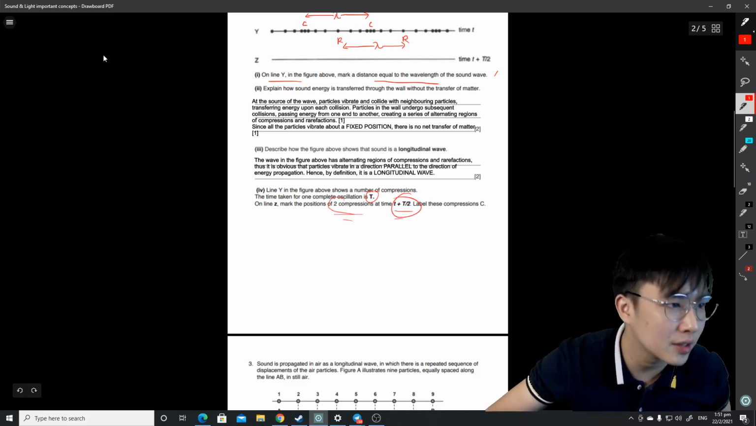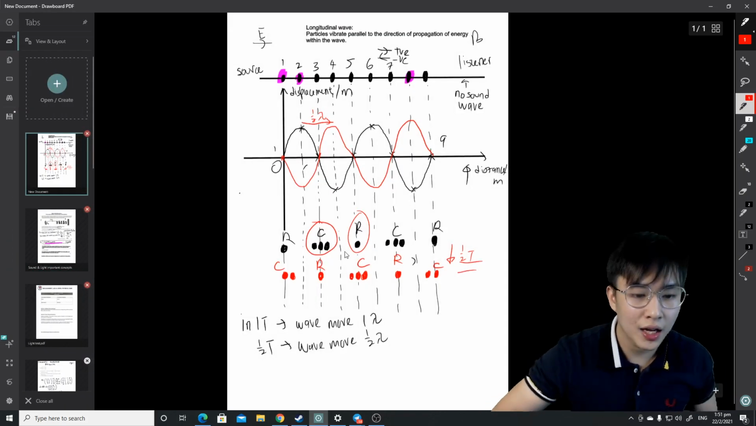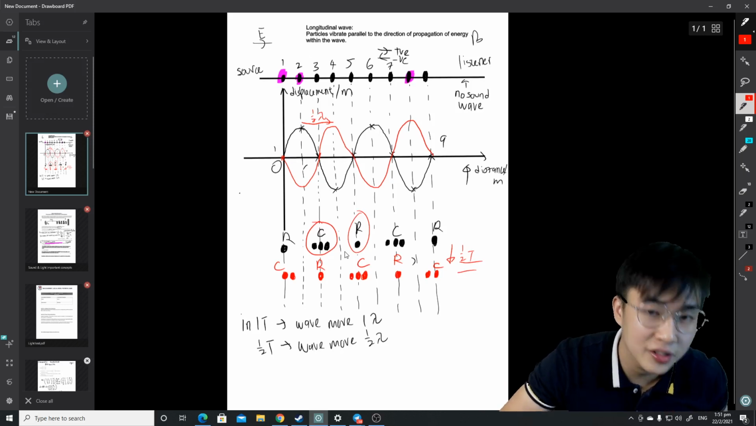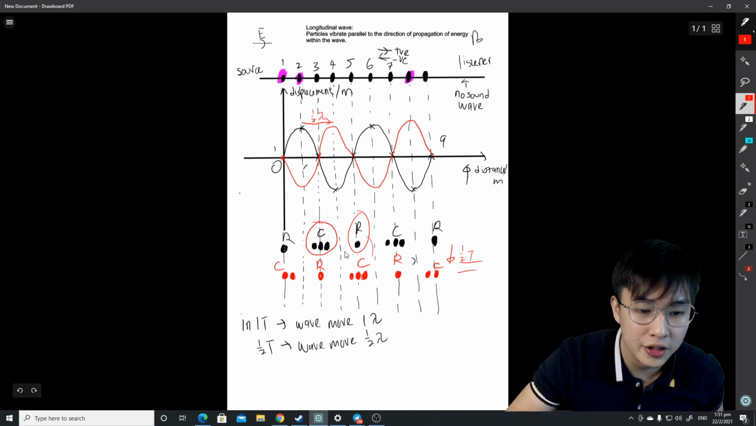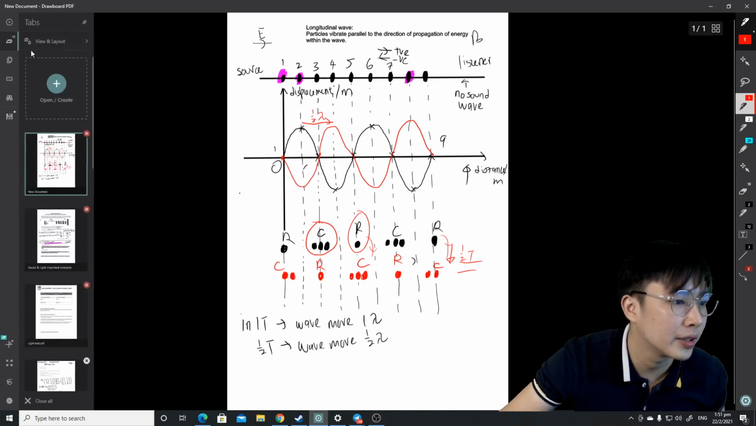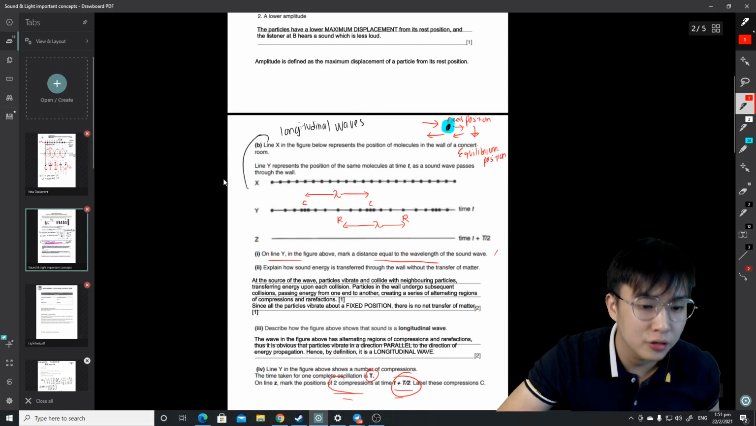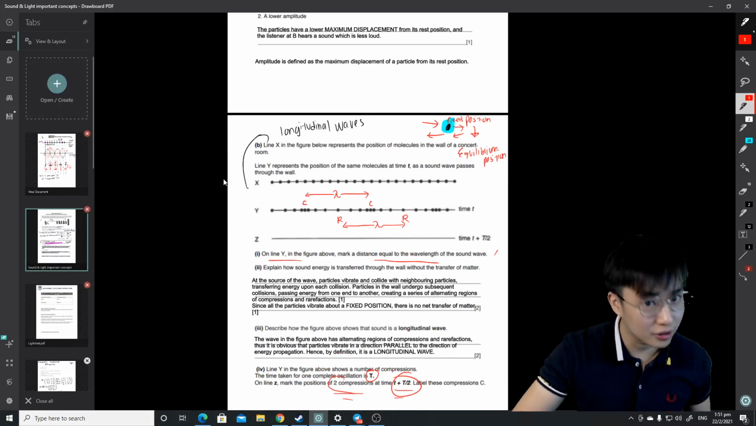So remember, just now I showed you all this diagram here. After half a period, what happens? All my compressions turn to rarefactions. All my rarefactions turn to compressions. So you go back here. Okay, we look back up. So all my compressions turn into rarefactions, my rarefactions turn into compressions.